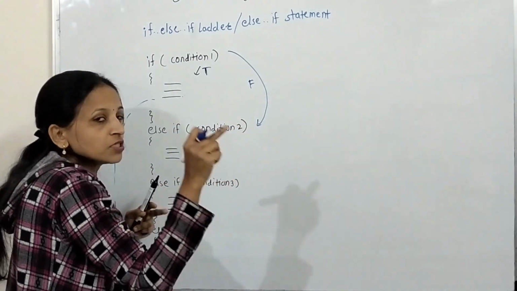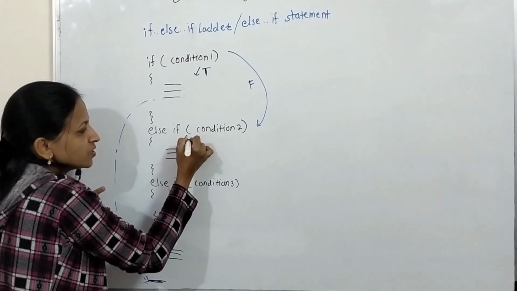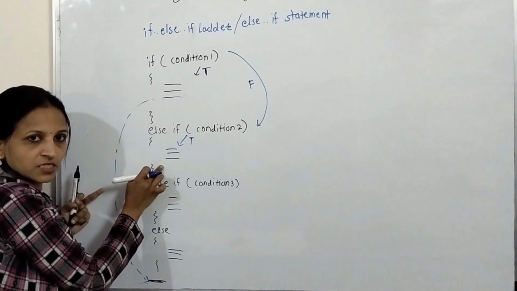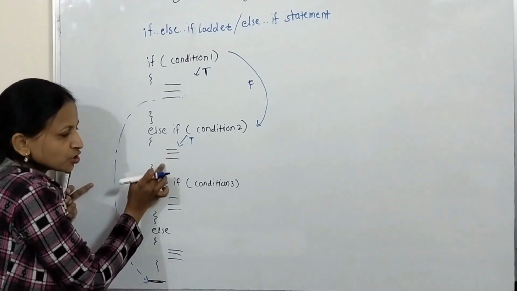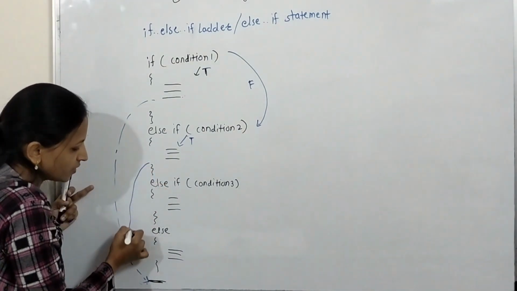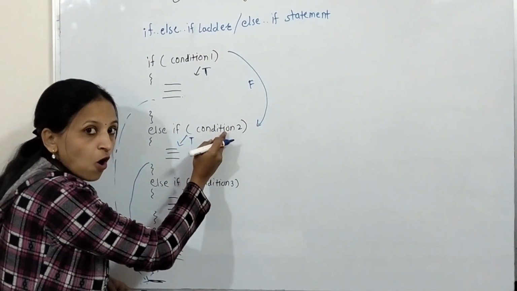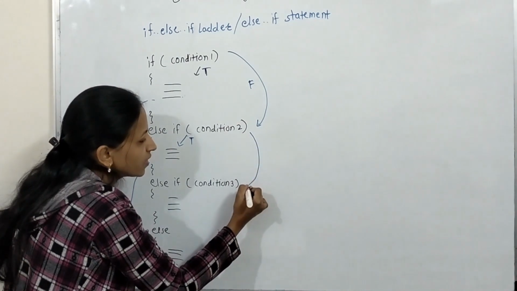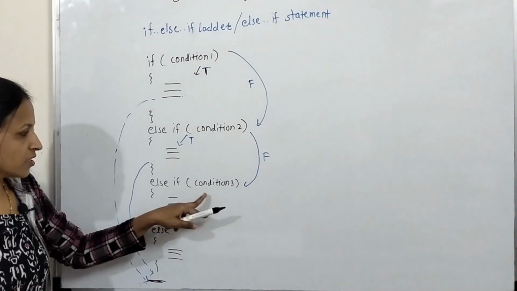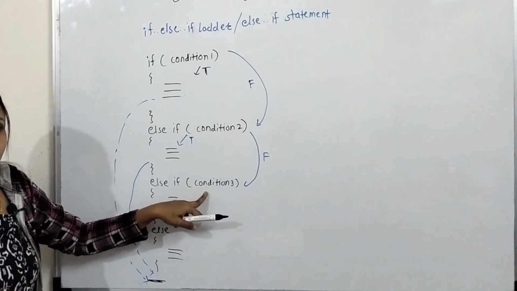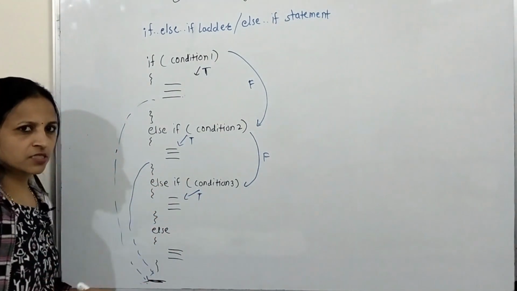If this condition 2 is true, then this part will get executed. Only if this is true will this part get executed, whatever statements you have written there, and after execution of the whole block, control will be shifted here. Getting? Next, if this condition is false, then again control will be shifted here and will check the next condition. Here we have given condition 3, that will get checked. If this condition 3 is true, then this block will get executed, whatever statements are written inside that block.